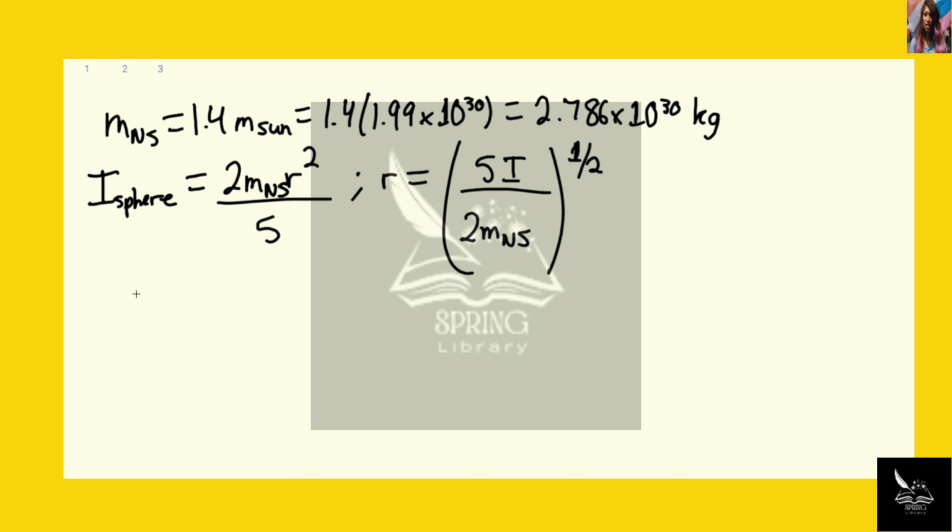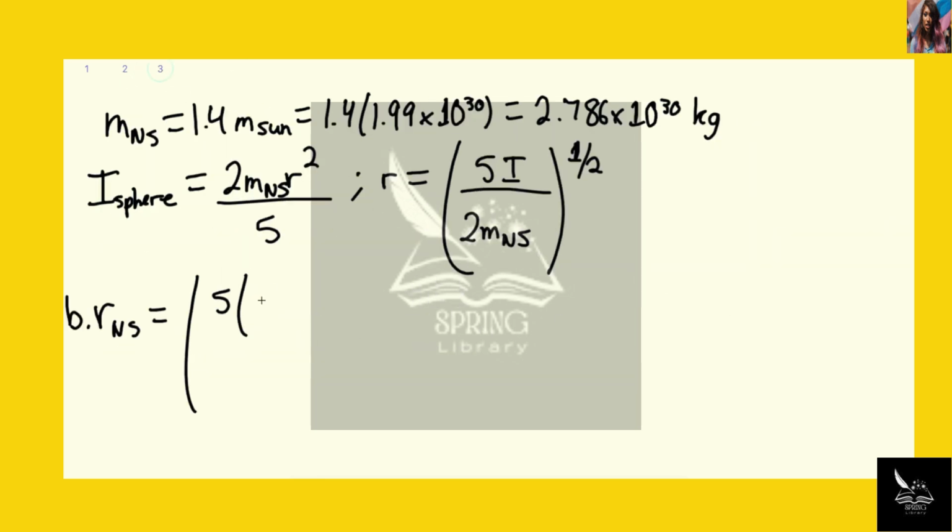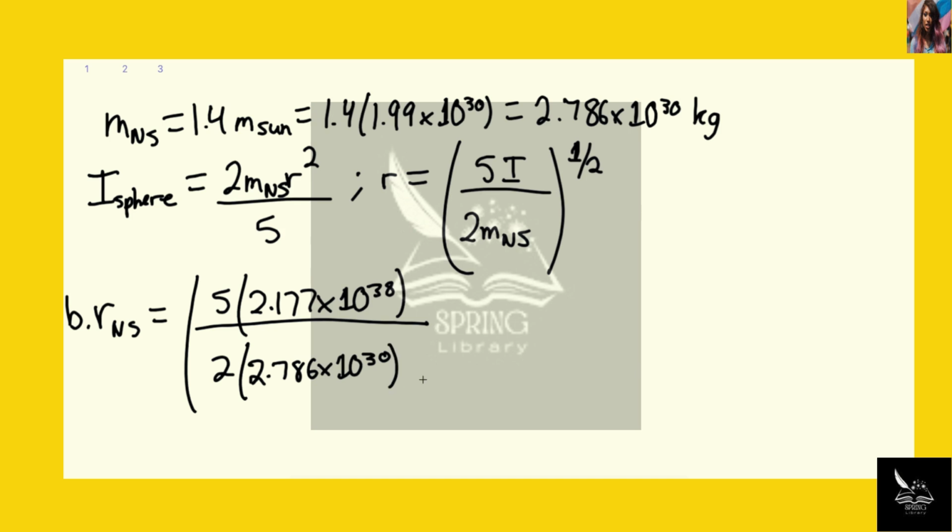We can then substitute, so the radius of the neutron star, this will be our answer for part B, is going to be 5 times I, which we found previously, so we're using this value here, 2.177 times 10 to the 38th, all divided by 2 times the mass of the neutron star, 2.786 times 10 to the 30th, all to the 1/2 power, and this is going to be 13,976.83 meters.